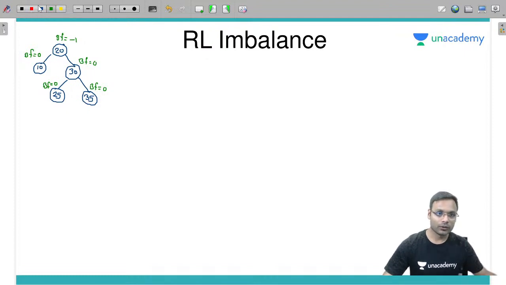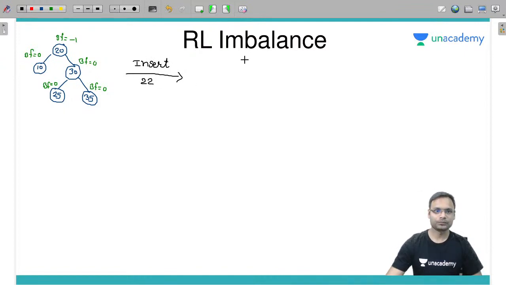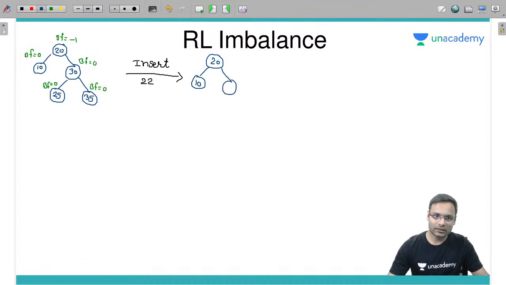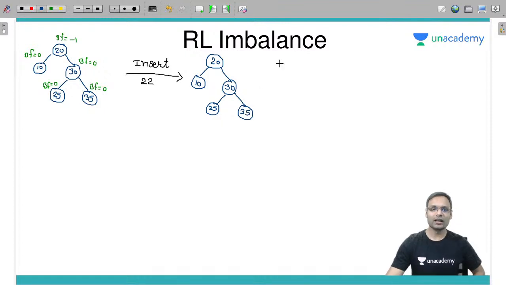Okay, now suppose in this particular tree you have inserted a new node. Suppose you have inserted a new element which is 22. What happens in this case? Let's insert and see. 20 at the root, left side 10, right side 30, left 25 and right 35. Can you tell me the location where 22 will be inserted? Greater, lesser and lesser. So 22 will be inserted in the left of 25. I inserted it here. Now let's check the imbalances.